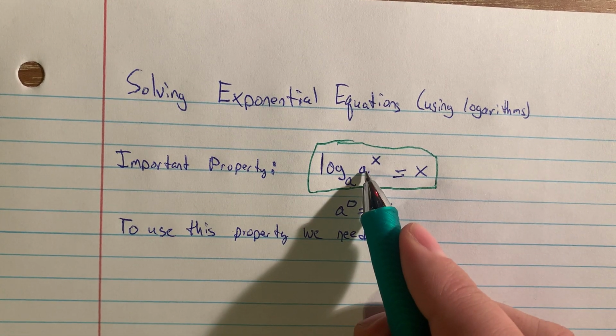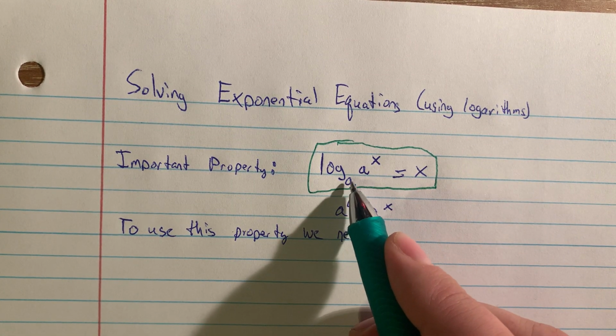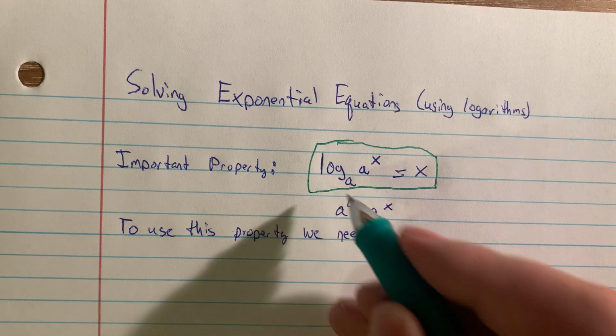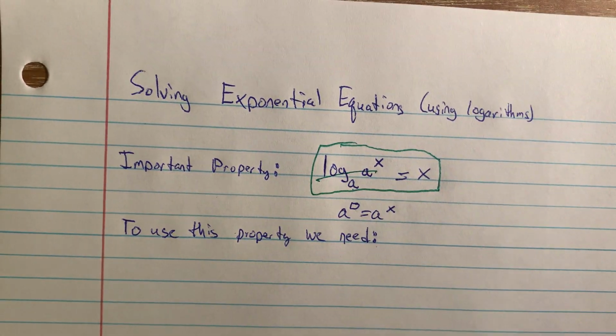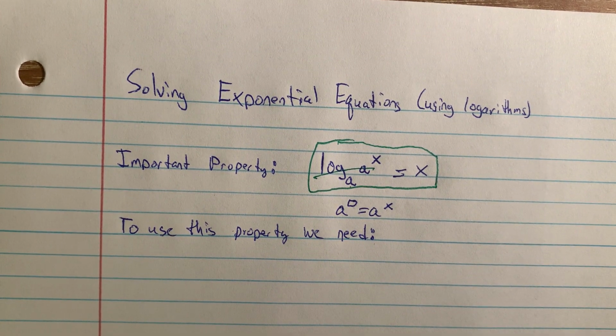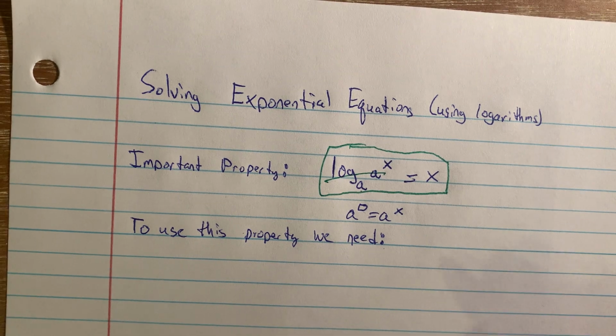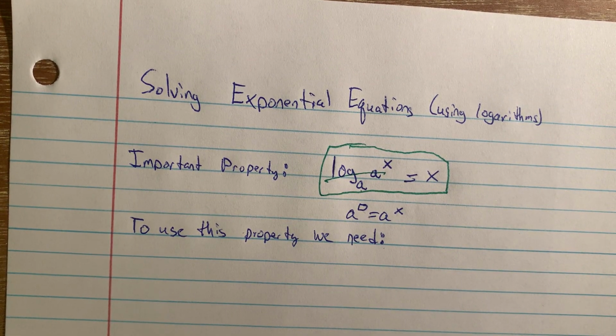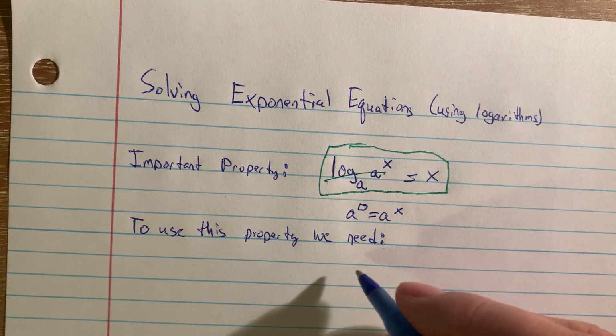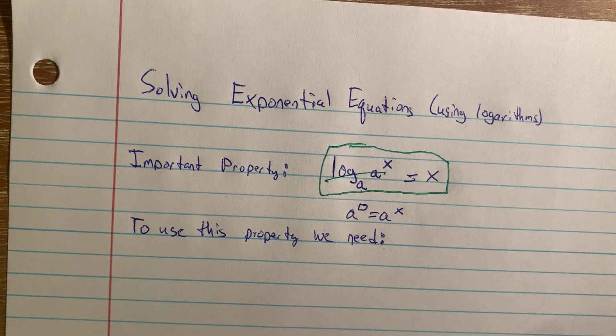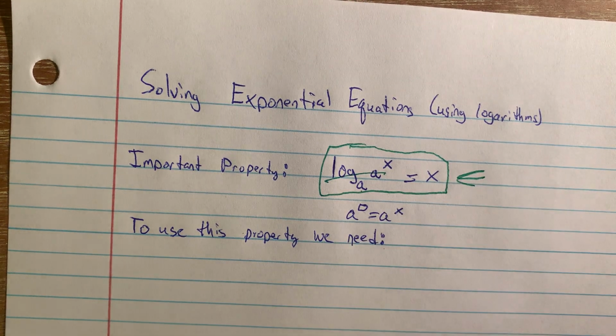If you have an exponential and you do a log with the same base as that exponential, the log and the exponential will kind of cancel out, is a good way to think about it. And you'll just get x. These are inverse operations. They cancel each other out. And we're going to use this property to solve exponentials. This is the key thing.